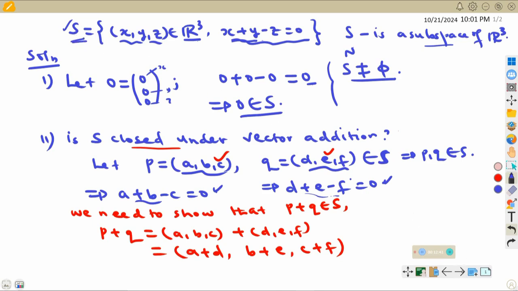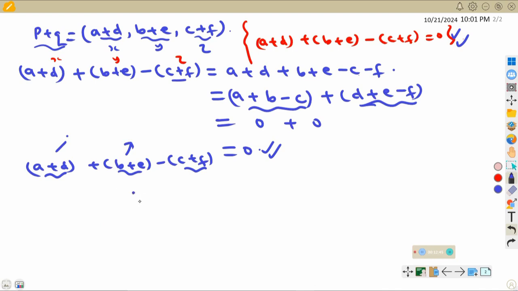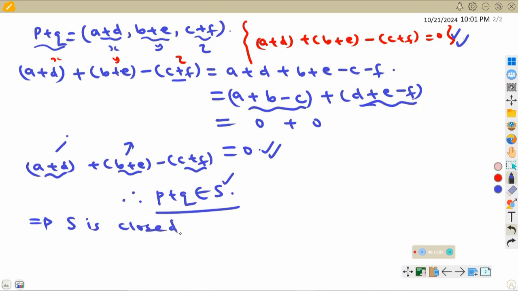And that therefore implies that P plus Q is actually an element of S, because P plus Q is satisfying the condition for the vectors that are picked from S. So this clearly implies that S is closed under vector addition. S is closed under vector addition.